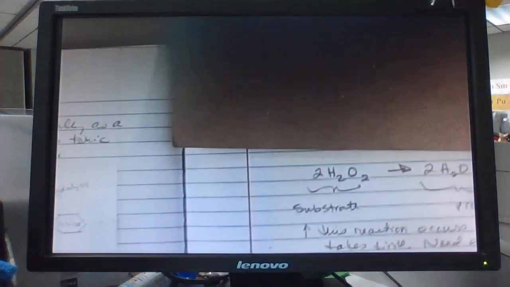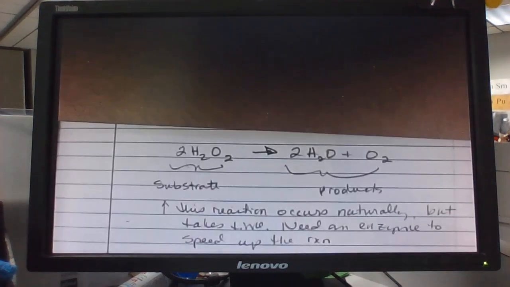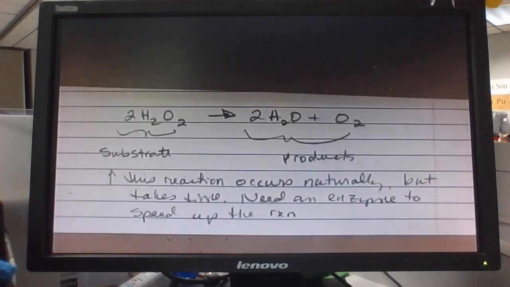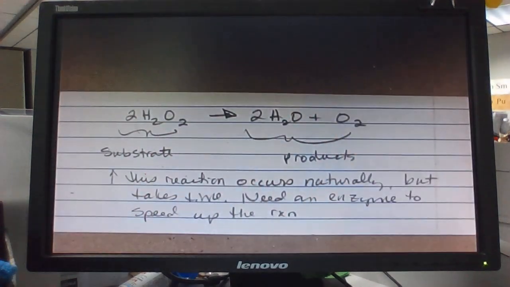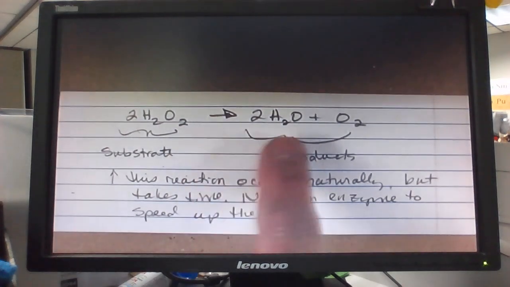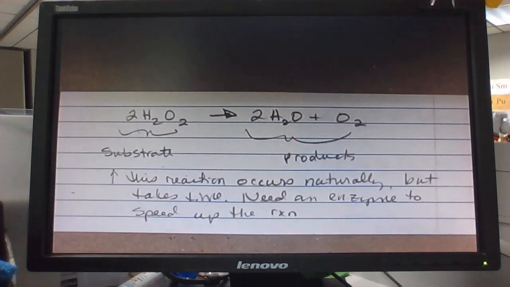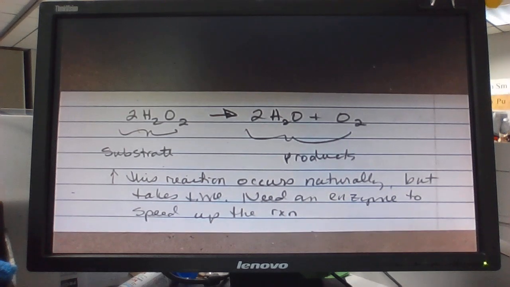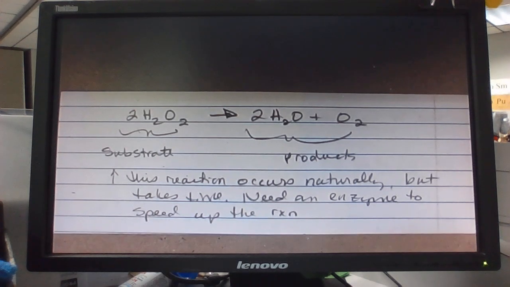All right, so next, let's write down the equation for that process. Two hydrogen peroxide molecules will break down into two water molecules and one O2 molecule, one oxygen molecule. Hydrogen peroxide in this situation is the substrate. The water and the oxygen are the products. This reaction occurs naturally, but it takes time. You need an enzyme to speed up the reaction.